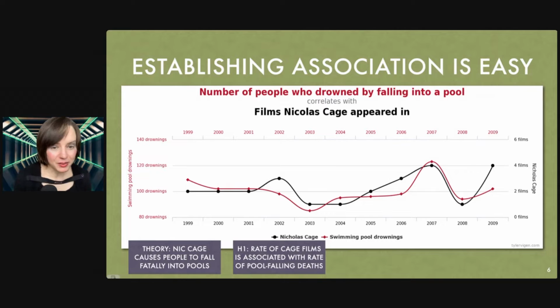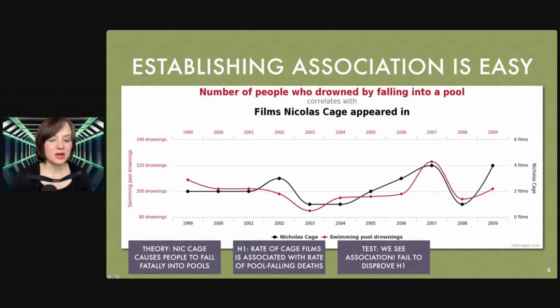Let's say, all right, my hypothesis: the rate of Cage films is associated with the rate of pool falling deaths. So my hypothesis is just about correlation. We see an association. Gosh, maybe there's something to my theory after all. We probe a little bit further. And if you watched the previous videos, you know that one way to probe further is to ask, what's the mechanism? What's the mechanism by which Nick Cage movies are causing people to drown by falling into pools?